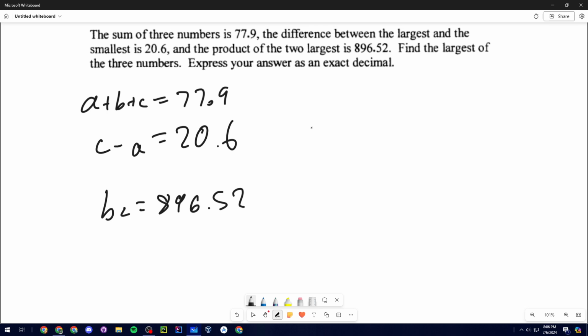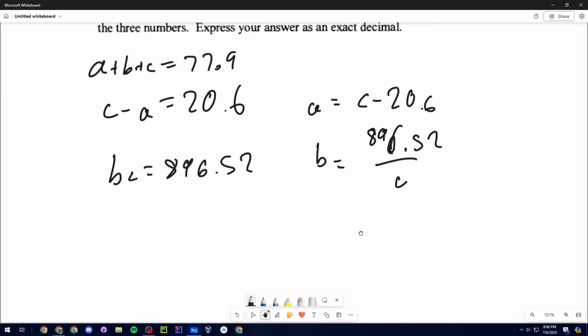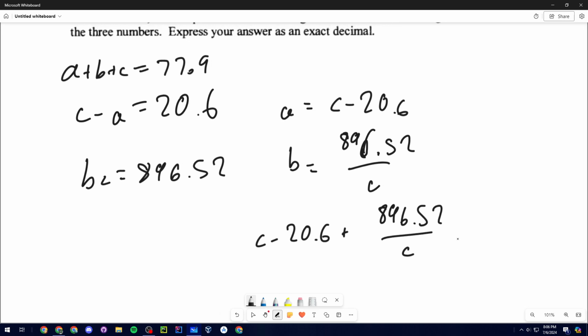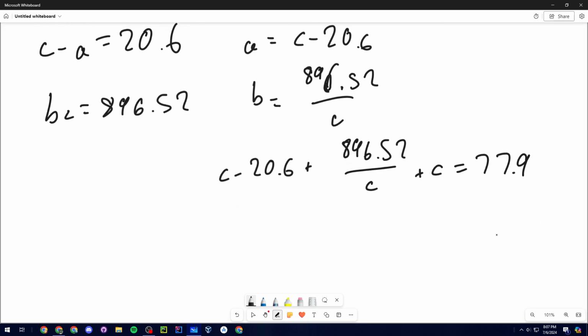I guess I could just substitute, because if you think about it, A is just equal to C minus 20.6. And B is equal to 896.52 over C. So C minus 20.6 plus 896.52 over C plus C is equal to 77.9. And this is nice, I guess. I'm going to use the numeric solver because that's a thing you can do on a calculator.